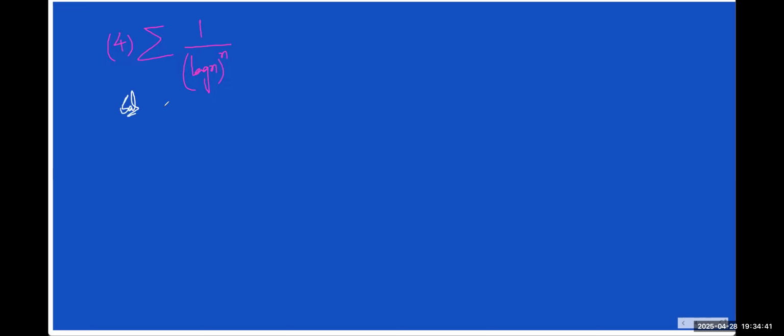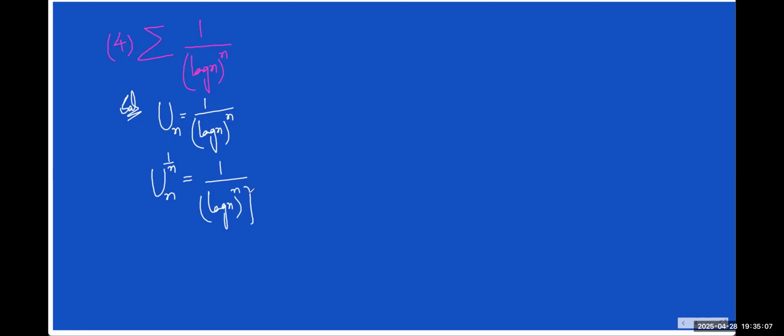Solution. Summation value is nothing but un value, 1 by log n raised to the power of n, means definitely root test only. After that, immediately apply nth root. So the nth root will go to the numerator, nothing is there, 1 only, but the denominator it works. Log n to the power of n, now raising to the power of 1 by n. This and this cancel. What are we getting? Un to the power of 1 by n is equal to 1 by log n.